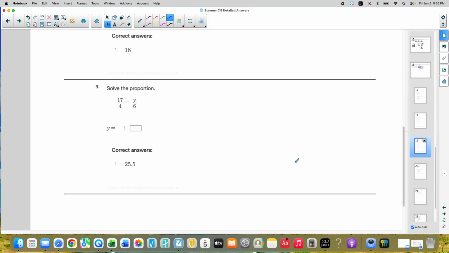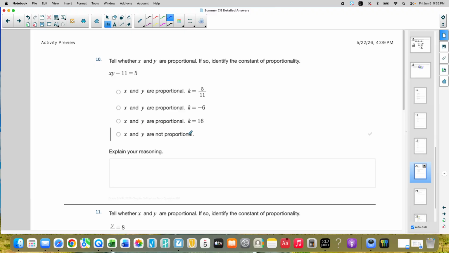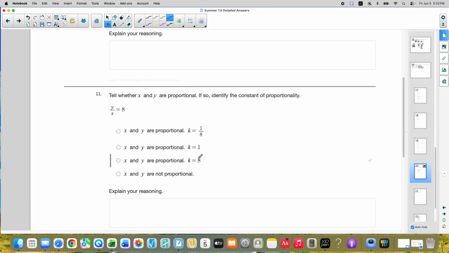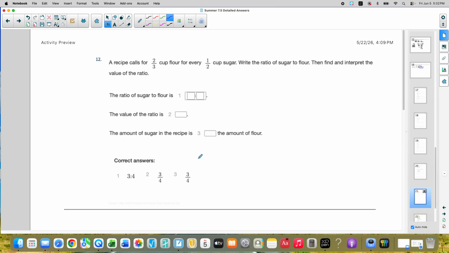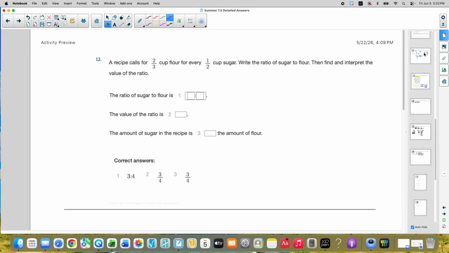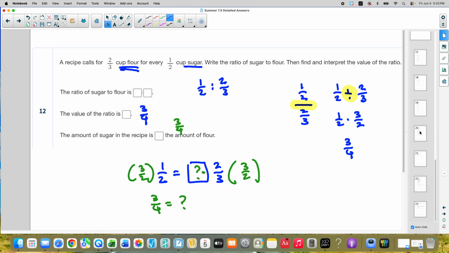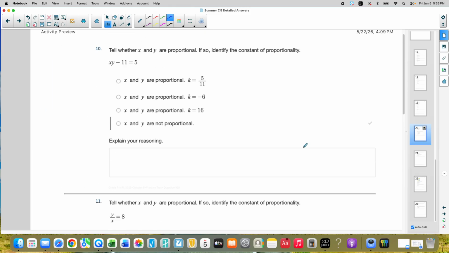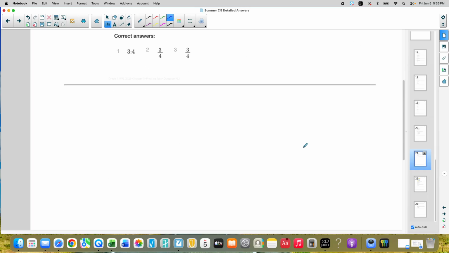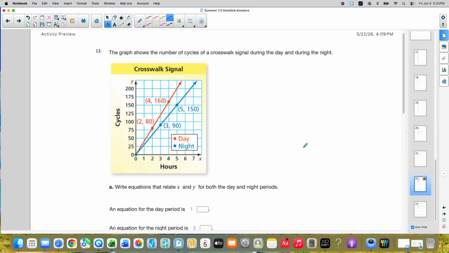These are good. 25.5 we knew. Yes, we said that it wasn't proportional. We said that K was equal to 8. That's good. 3 to 4, 3 to 4, 3 to 4. Did we get 3 to 4 on all those? 12. We did not get 3 to 4, but we see why it would be written as 3 to 4, because we could write this as a ratio 3 to 4. Not a correction, just a small little detail. That's good. No more questions.